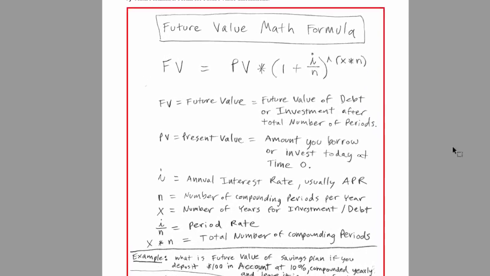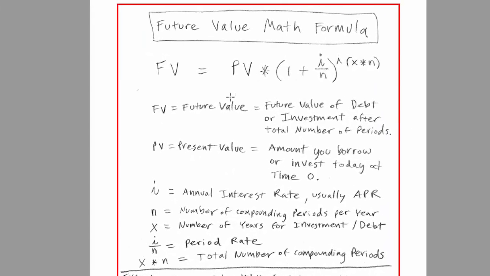Now, just to take a moment to look at our future value math formula, we're going to calculate the future value by taking, yes, the present value amount, multiplying it by, in parentheses, 1 plus the period rate. If that's 8% and that's 4, that would be 0.02. So inside the parentheses, we'd have 1 plus 0.02, and there's our caret. That means exponent. In parentheses, if we're doing it in Excel, we have to multiply years times number of compounding periods per year. That will give us the total number of periods.